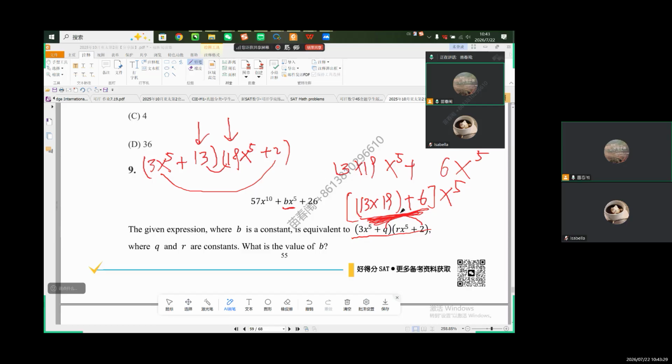Does that make sense? Oh, your microphone is off, I think. You muted yourself? Oh, sorry, I forgot I was muted. I was going to say the 19 is a bit hard to read. Let me read it again. Yeah. 13. Oh, 19. Yeah. 19 is not good.